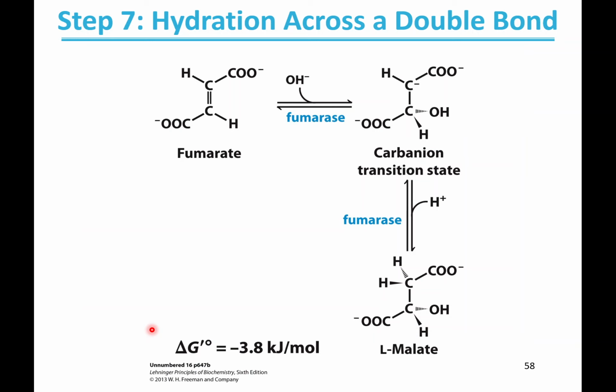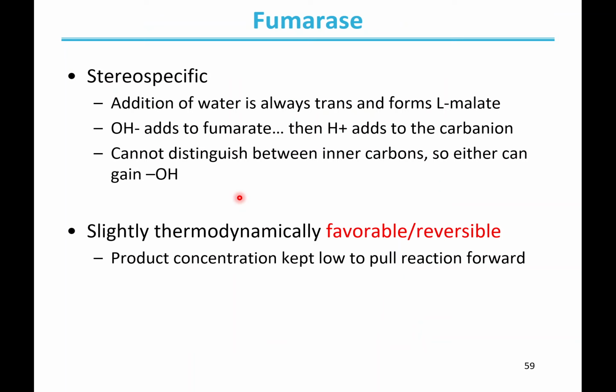All right. The next step, step 7, we have fumarate, and it's being converted into malate. What we're doing here is essentially adding water to this double bond to produce an alcohol. Okay, so fumarate is converted to malate, specifically L-malate, by the enzyme known as fumarase. Right. It's stereospecific. The addition of water is always trans and forms L-malate.